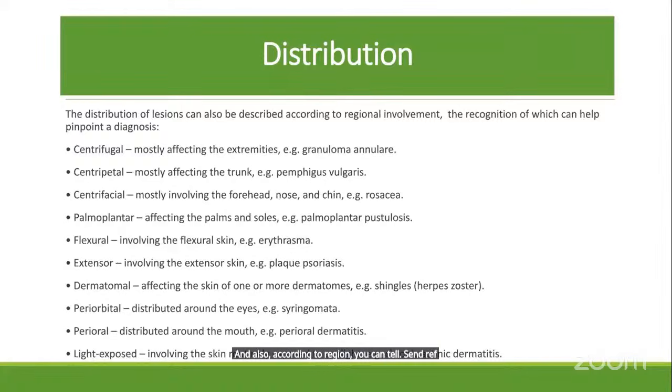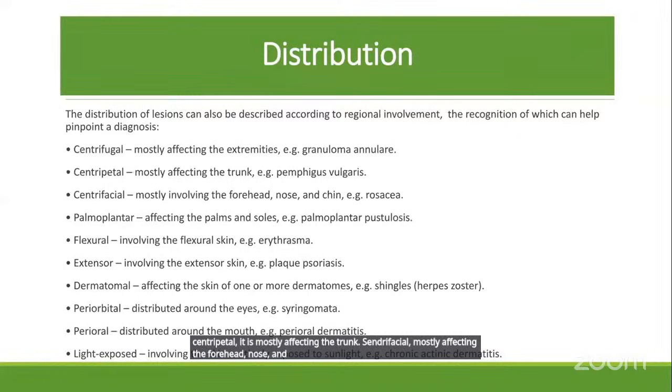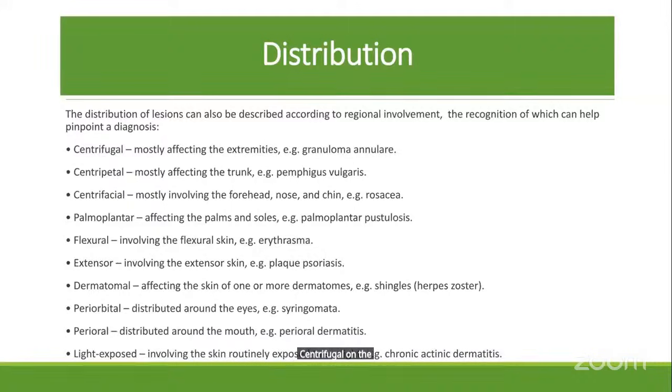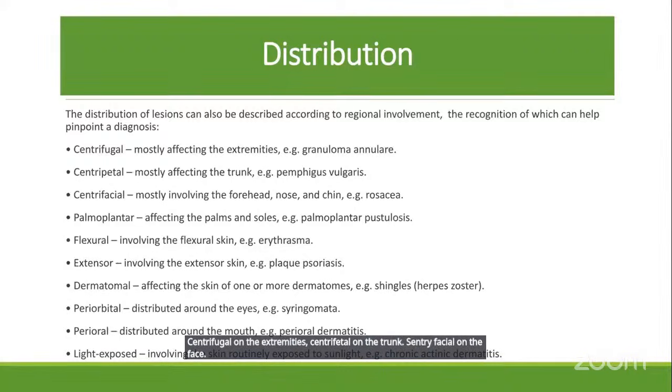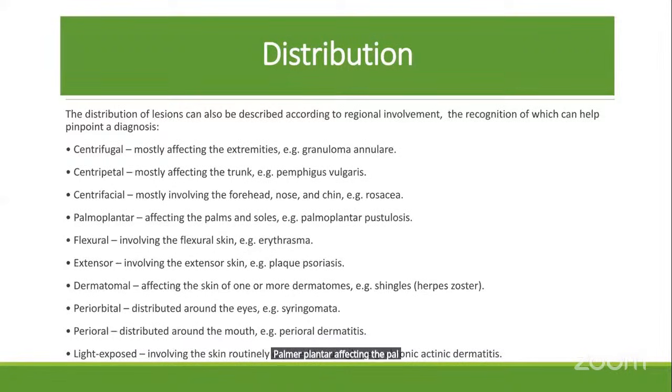Centrifugal. What is centrifugal? Mostly affecting the extremities. Centripetal, it is mostly affecting the trunk. Centrifacial, mostly affecting the forehead, nose, and chin, and the face. Centrifugal on the extremities, centripetal on the trunk, centrifacial on the face, palmoplantar, affecting the palms and soles. Are you getting an idea?